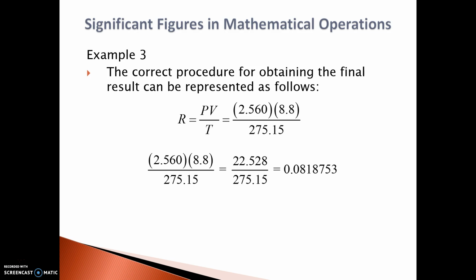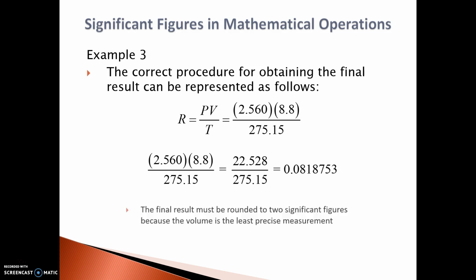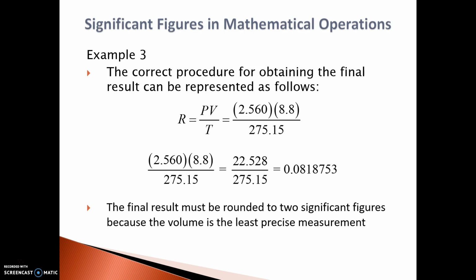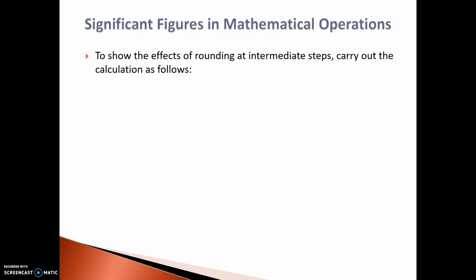We don't want to round that just yet. And then we're going to divide that by the temperature to get the final result. Again, we are limited by the volume measurement, and so our final answer must be rounded to two significant figures, which would be 0.082.